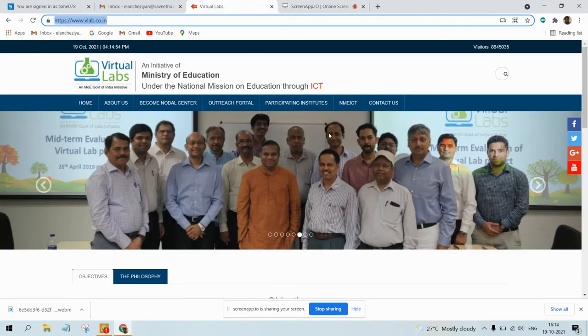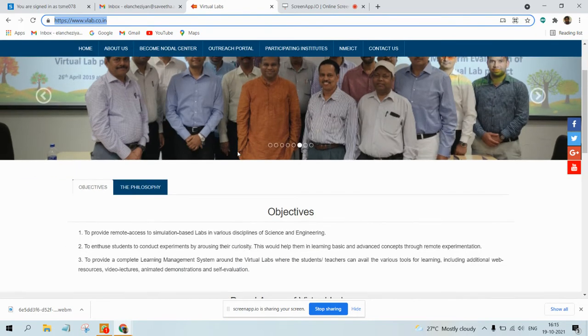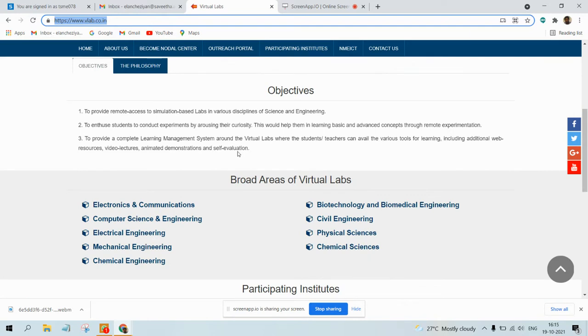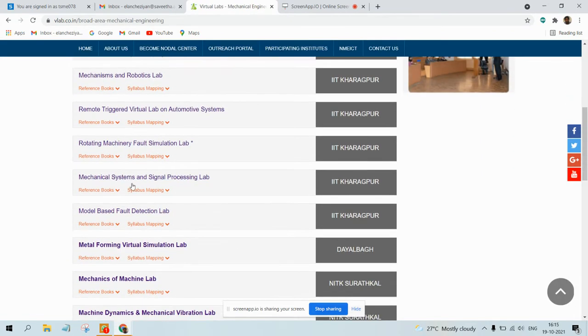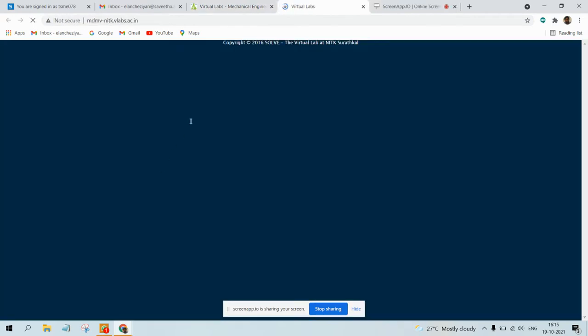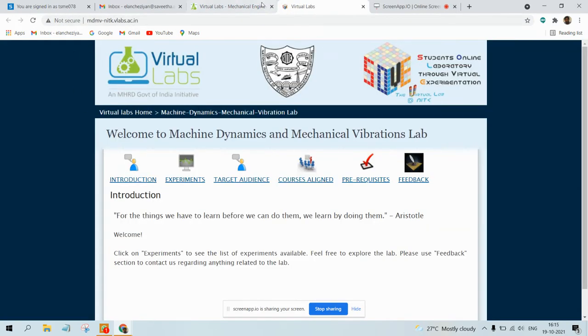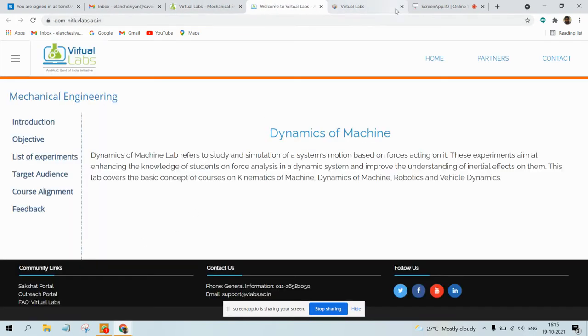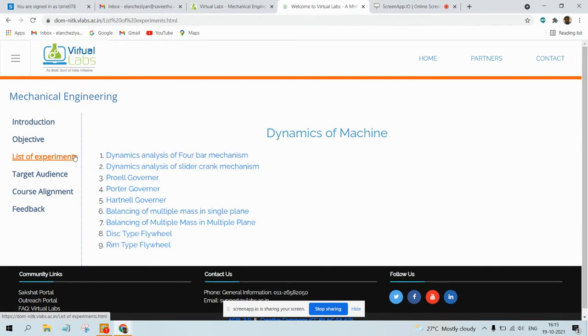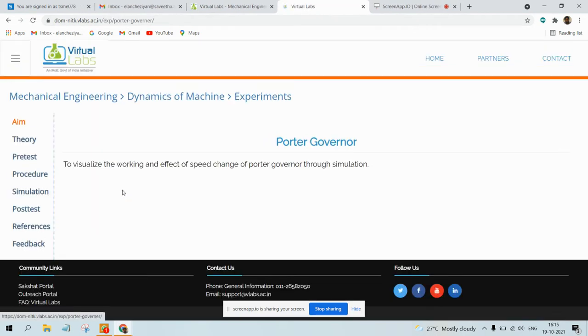Today, in this session, we will be seeing how to utilize the virtual lab for your practical purpose. This virtual lab helps you to simulate whatever we are practicing in our laboratory. Let us get in touch with one of the mechanical engineering subjects, machine dynamics, which will help you to understand how the simulation works in virtual lab. I'll be explaining one of the experiments, how to do simulation in virtual lab.